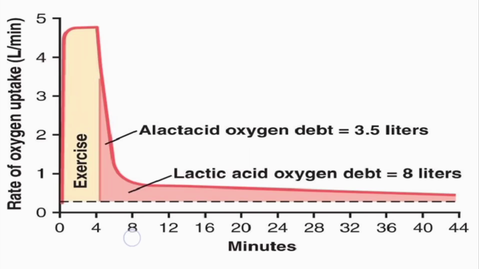So, as you can see in this graph, on the x-axis we have time in minutes, and on the y-axis we have rate of oxygen uptake. Immediately when the exercise is over, the person is hyperventilating at a very high rate, and he hyperventilates for about 4 to 5 minutes, during which the alactic acid oxygen debt, amounting to about 3.5 liters, is paid. And afterwards, the person further hyperventilates for about 40 minutes at a lower level, and during this time the lactic acid oxygen debt, which is about 8 liters, is paid.